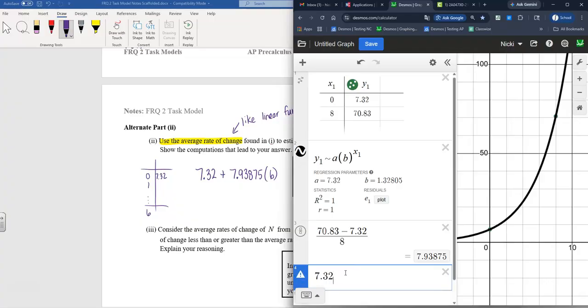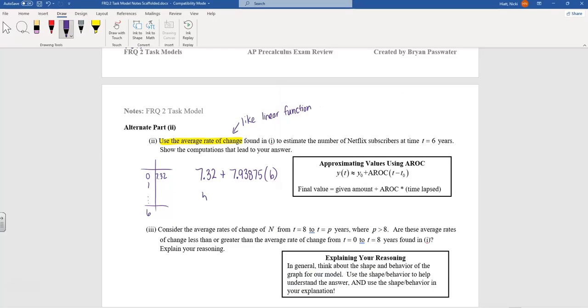7.32 plus 7.93875 times 6. I would not round that off. I would keep the whole decimal right there. And we got 54.9525, and I put million subscribers. And I would probably put in, or at t equals 6.